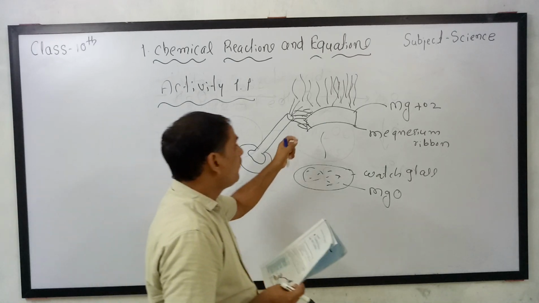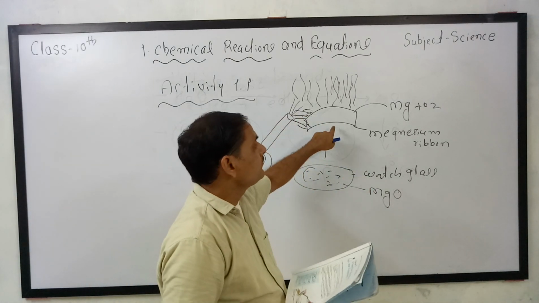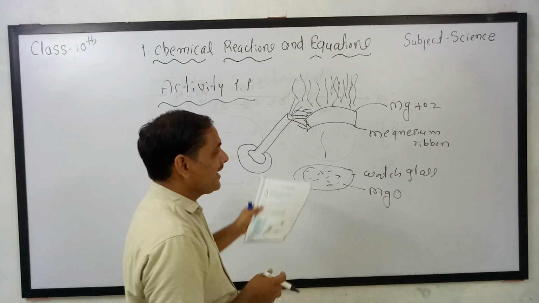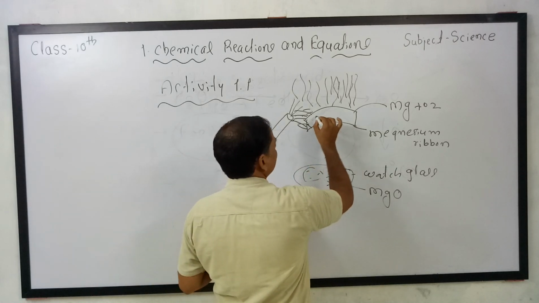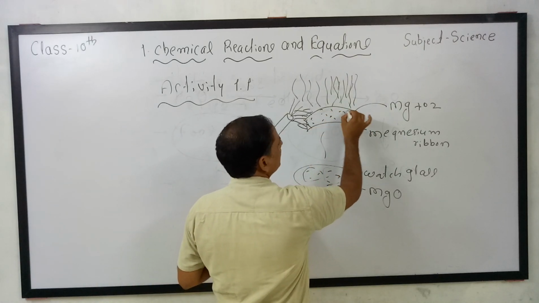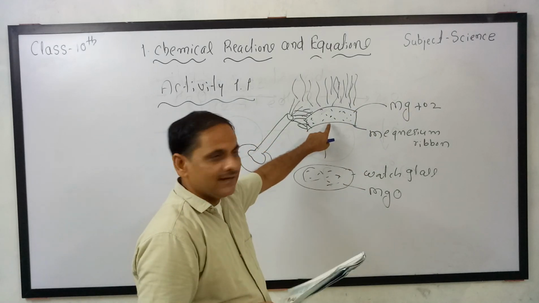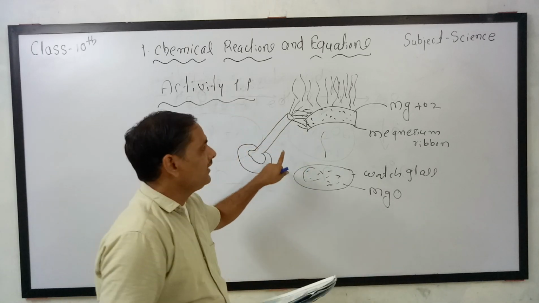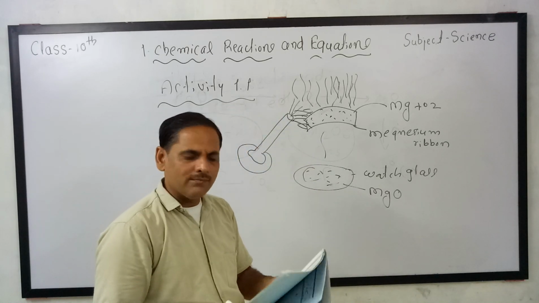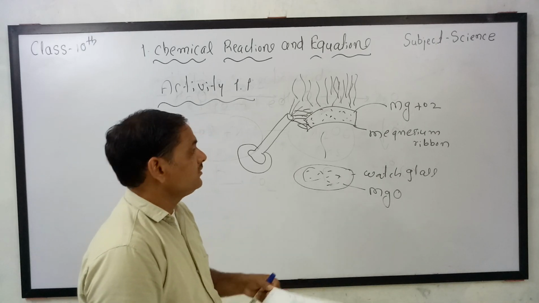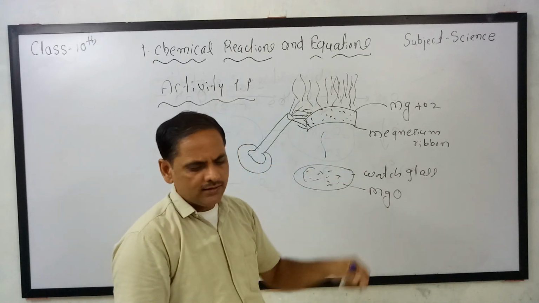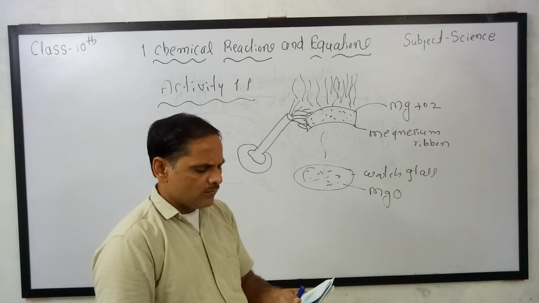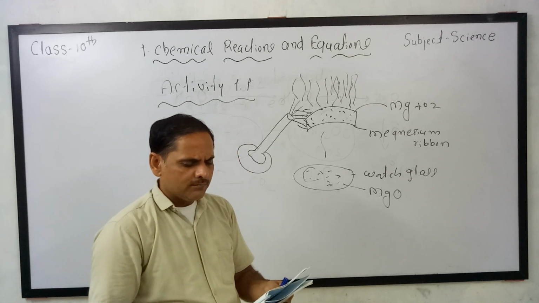The question is: why do we clean the magnesium ribbon before burning it? The reason is simple: magnesium is a metal and it has a black substance, an oxide layer, on it, which is removed. Without removing the oxide layer, the magnesium ribbon will not burn properly. This is very important in board examination and is asked most of the time: why is the magnesium ribbon cleaned, clear?